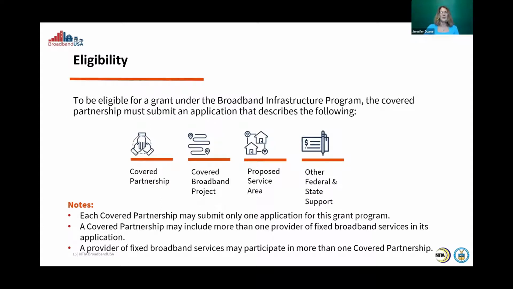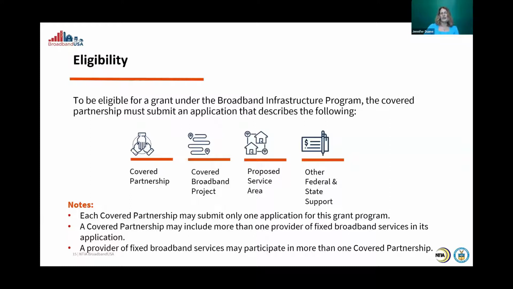So under this program, to be eligible for a grant, the covered partnership must submit an application. And we'll be looking at the following elements. We'll be looking at a description of the covered partnership. So we'll want to know whether it's a state or one or more political subdivisions of a state and the fixed broadband service provider. We want to know what the covered broadband project will be, what speeds will be offered, the cost of the project, the proposed service area that the project is proposing to deploy broadband infrastructure in.